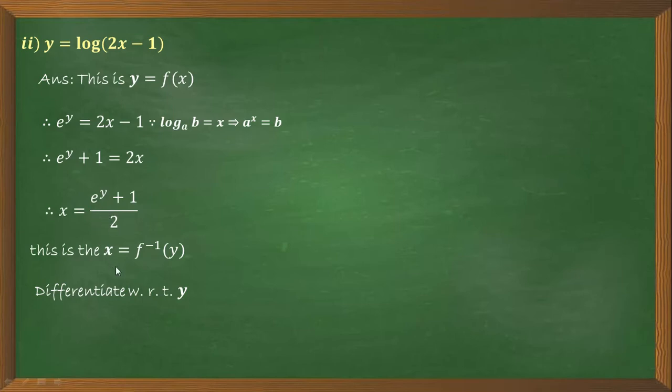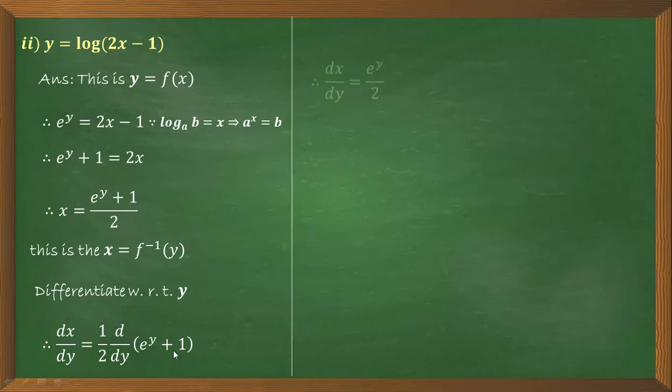Take the derivative of this. Here 1 by 2 is a constant, so see the procedure. dx by dy is equal to 1 upon 2 outside of the differentiation, into d by dy of e raised to y plus 1 with respect to y. Remember, here we have to differentiate the inverse function with respect to y. Now take the derivative, very simple. See the next step. We get dx by dy is equal to e raised to y upon 2.